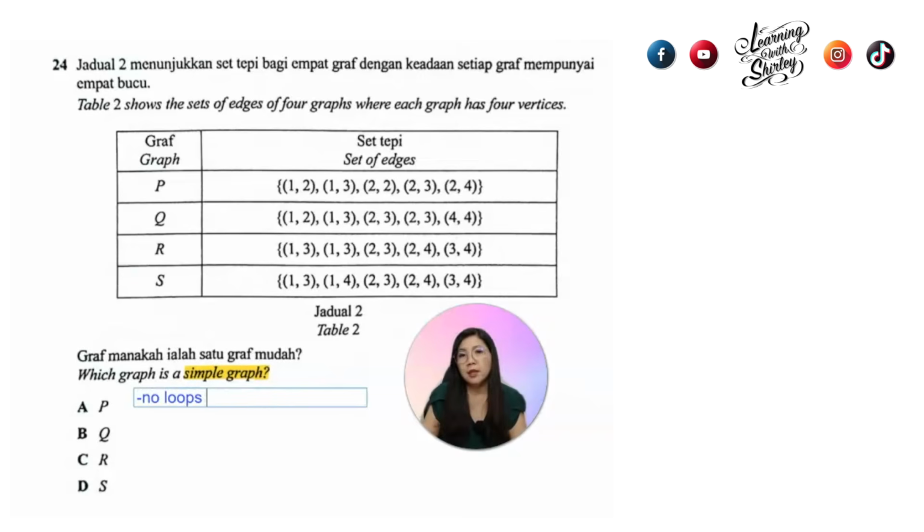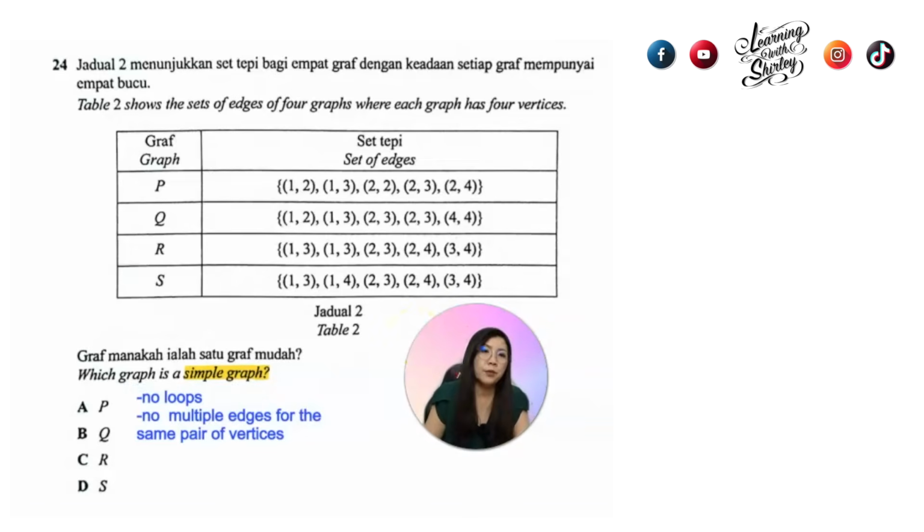No loops. And secondly, no multiple edges for the same pair of vertices. So what do they mean? What is a loop? For example, this point, let's say this is 2. So 2 and then it goes back to 2. So this is a loop. So for a simple graph, it cannot have any loops.